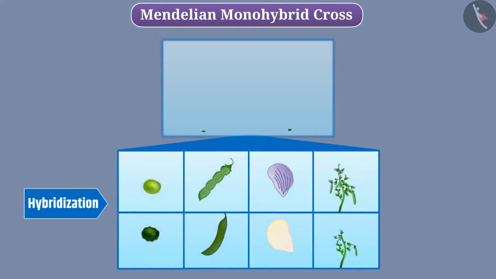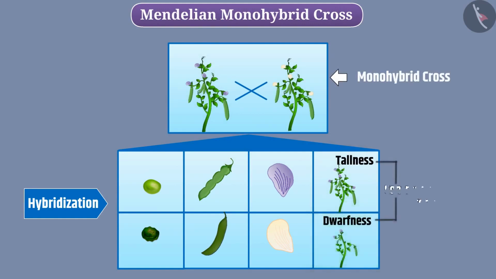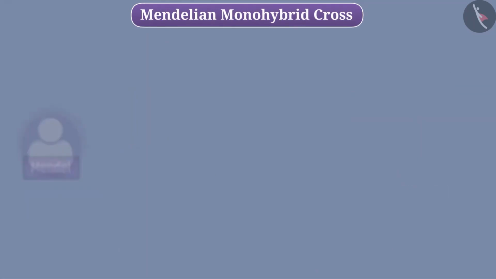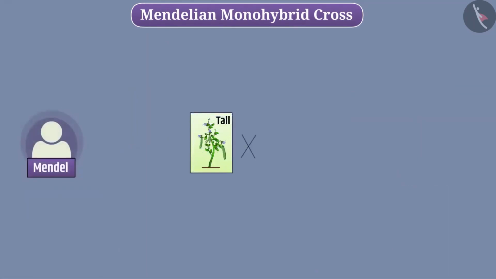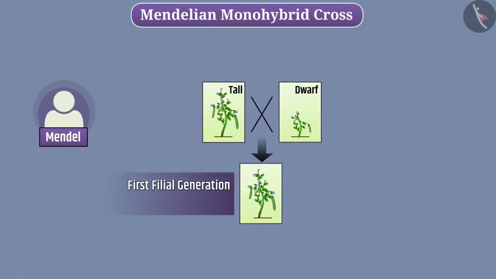Hybridization of two garden pea plants with a pair of contrasting characters is called monohybrid cross. Tallness and dwarfness are contrasting characters for height. Mendel hybridized a tall plant with a dwarf plant and produced the first filial generation, that is the F1 generation, from the seeds obtained. All the plants of this generation were tall.